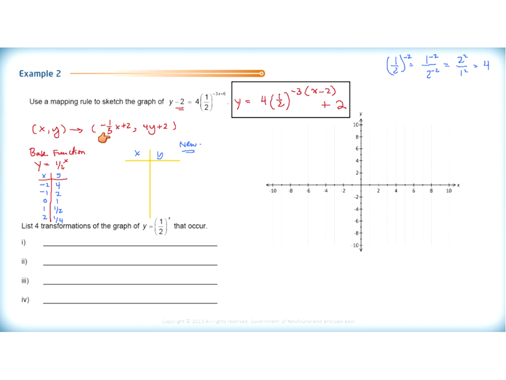Let's do that. If x is -2, I'm going to get -2 times -1/3, which is a positive 2 over 3. 2 over 3 plus 2 is 2 and 2 over 3. If I plug in 4, 4 times 4 is 16, plus 2 is 18. There's a point on my new graph.